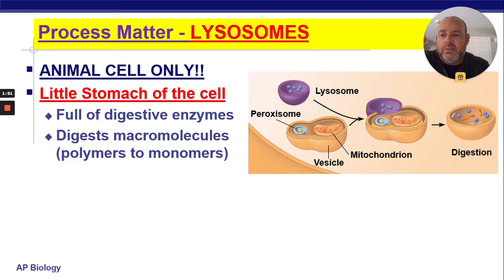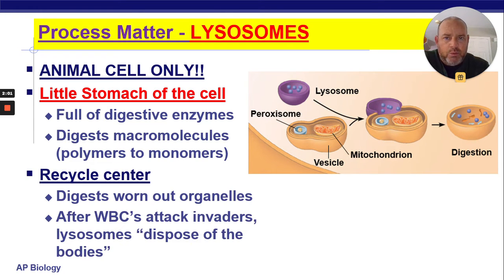It's going to digest things. It's going to break them down. Okay, it's going to make polymers back into monomers. Okay, which can be helpful as well. It kind of works like a recycle center. It can digest worn out organelles. It can digest other molecules and recycle them, so that they can be used again. Once our immune system takes care of invaders for us, sometimes the lysosomes can dispose of the bodies and get rid of the remnants of bacteria or viruses, etc.